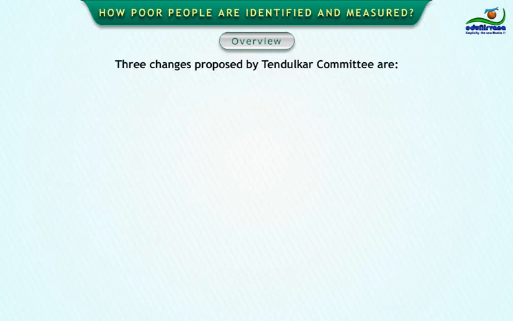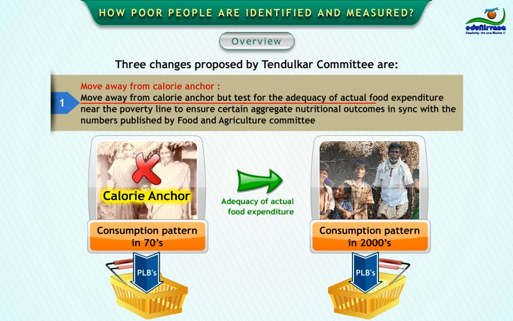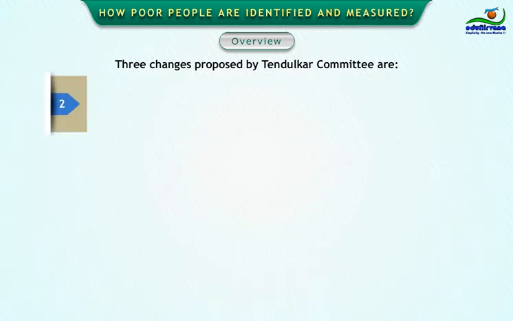Mainly, there are 3 changes proposed by the Tendulkar Committee. First, move away from the calorie anchor, but test for the adequacy of actual food expenditure near the poverty line to ensure certain aggregate nutritional outcomes in sync with the numbers published by the Food and Agriculture Organization.